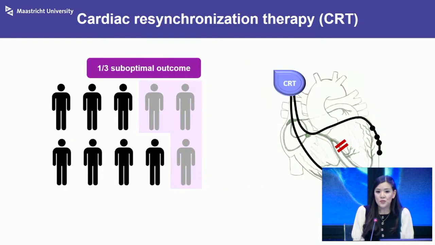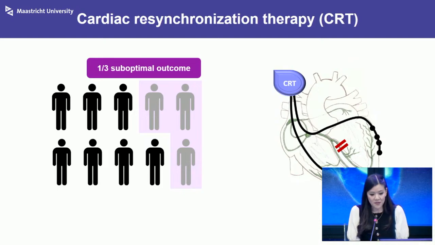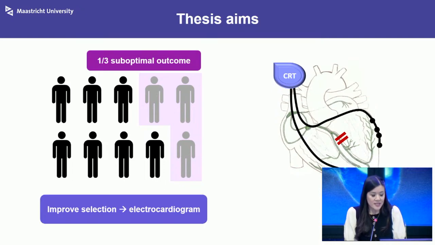However, the outcome of cardiac resynchronization therapy can vary widely, ranging from total recovery to a normal heart to only modest or no improvement at all. This thesis therefore aims to enhance the efficacy of CRT by improving patient selection with ECG and variants of the ECG, and by optimizing device implantation with an image-guided strategy.